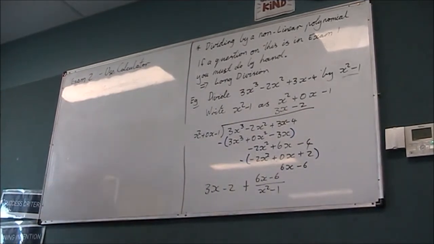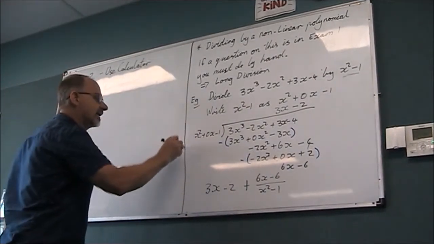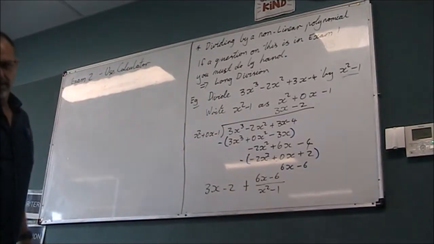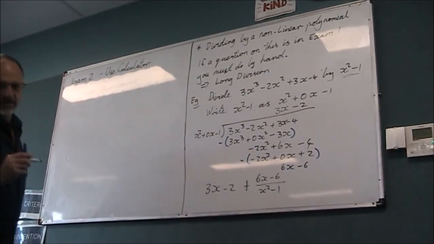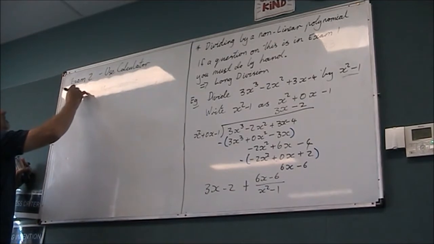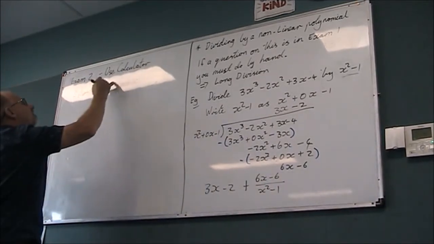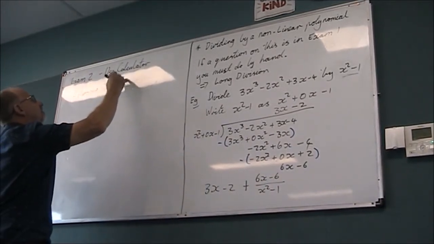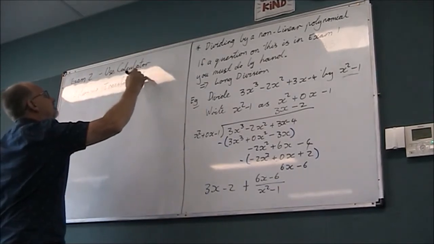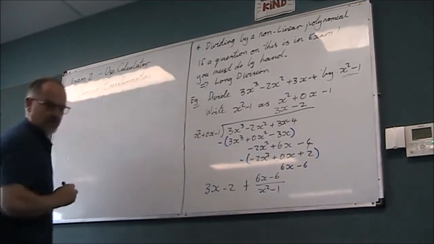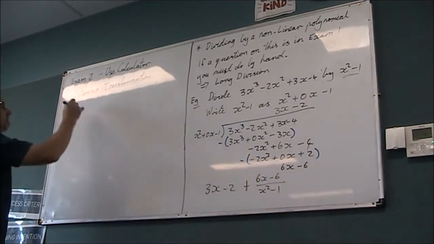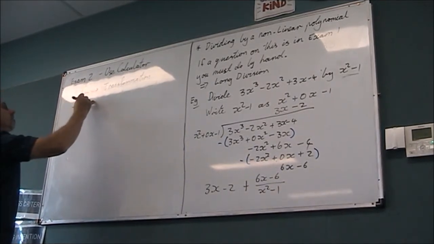Now, with our calculator, sometimes it won't give us answers in a form that we like. So what you need to do is go to your action menu. From your action menu, you then need to go to transformation. Then from transformation, you need to go to fraction.